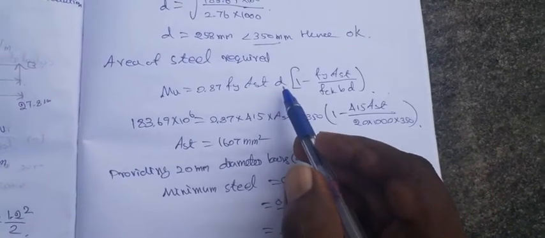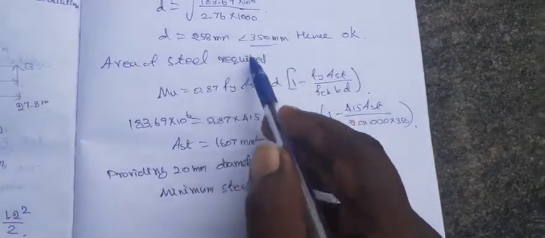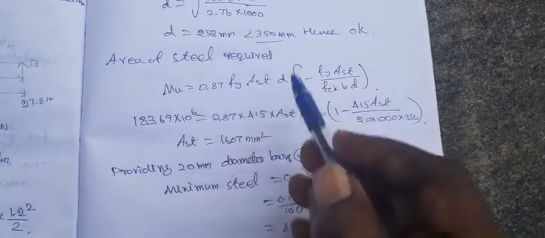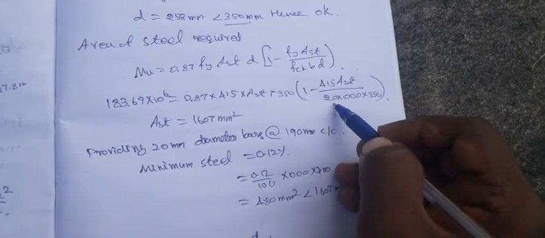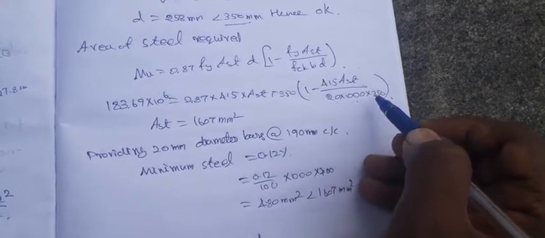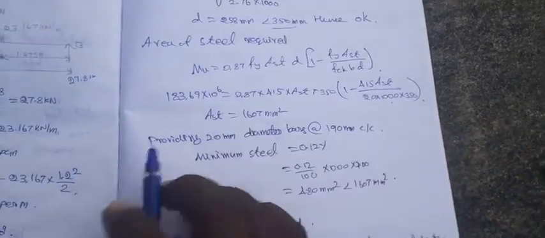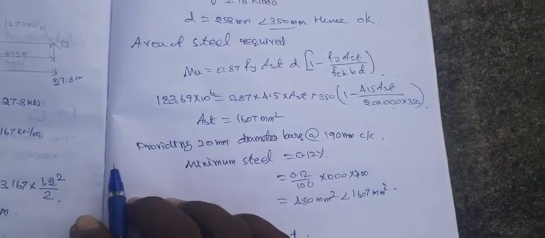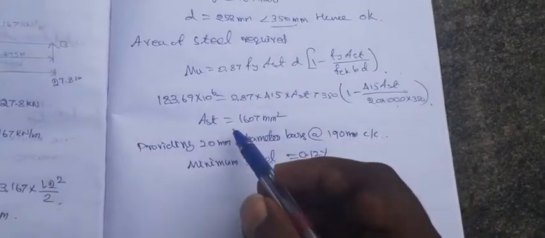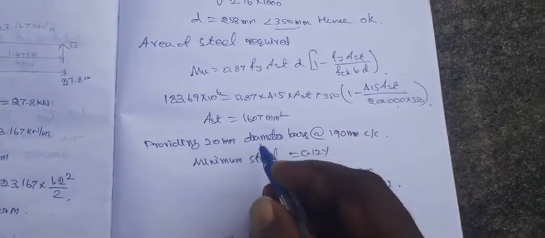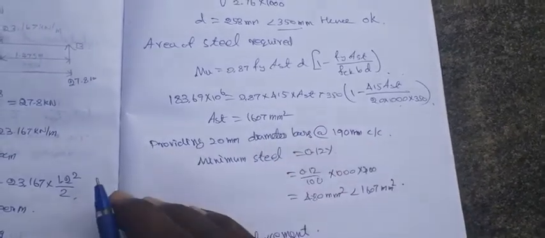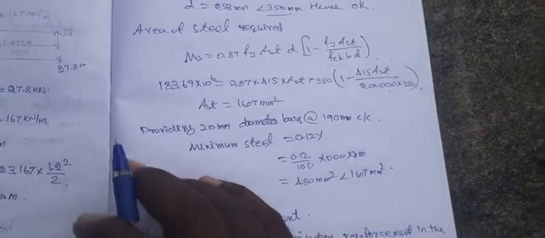is 350 mm, not 258, 350, because actually we are providing 350, into 1 minus 415 AST into FCK 20, breadth is 1000 per meter length and depth is 350. So by solving this formula I get AST as 1607 mm square. So 1607 mm square per meter length is the required AST.